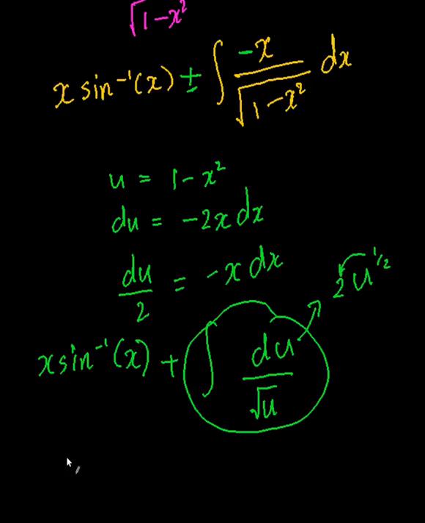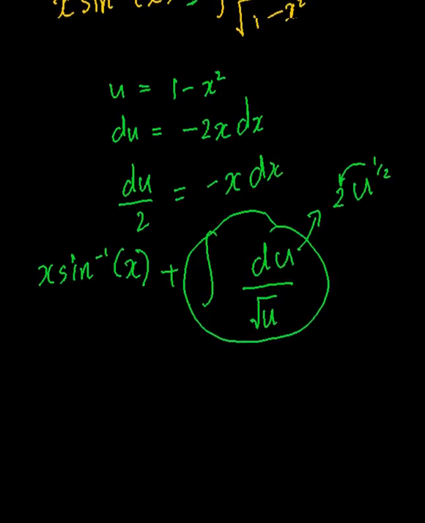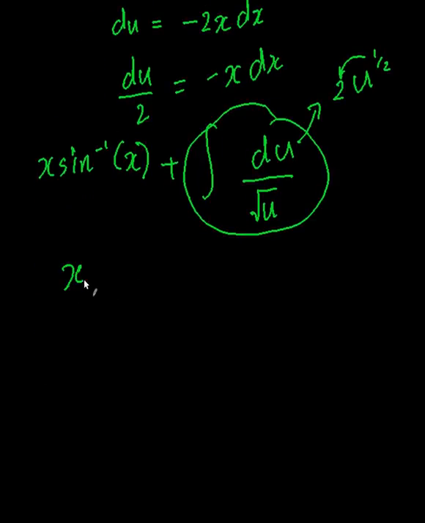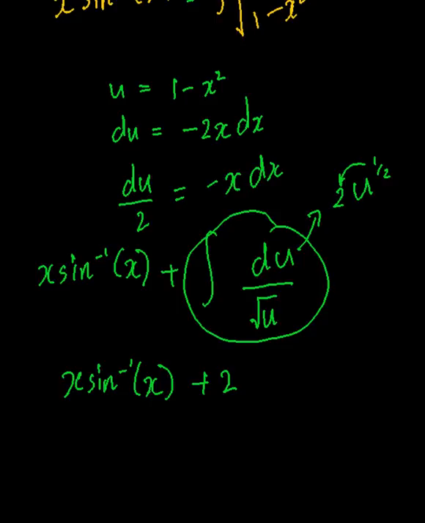Okay, so my final answer is going to be x sine inverse of x plus 2 times, now remember u was equal to 1 minus x squared, so 2 times 1 minus x squared to the half plus c. And there you go, that's the answer right there.